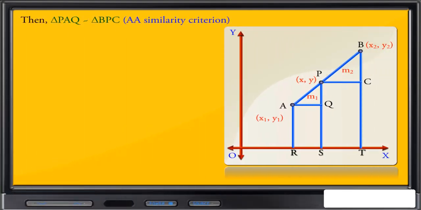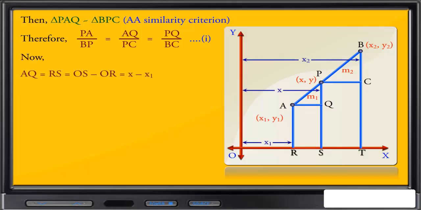Then, by the AA similarity criterion of triangles, triangle PAQ is similar to triangle BPC. Therefore, PA upon BP is equal to AQ upon PC is equal to PQ upon BC. This is equation 1.